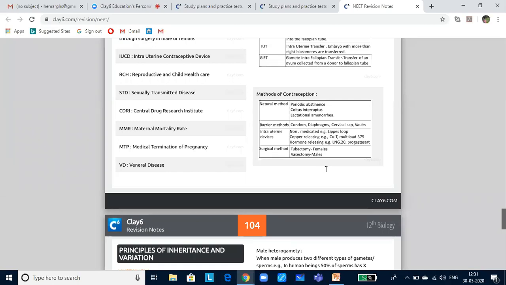Now, oral contraceptives are hormonal preparations used as pills, like Saheli. Injections and implants are progesterone-estrogen combinations, and their effective period is much longer than the pills.